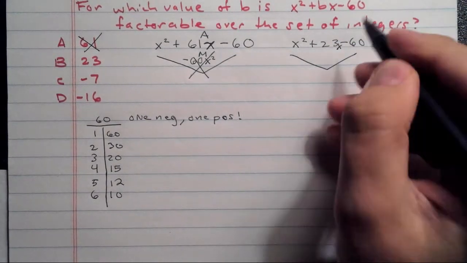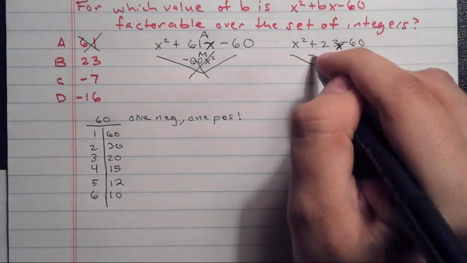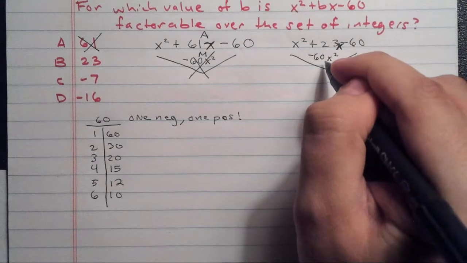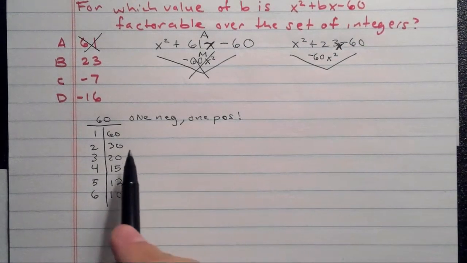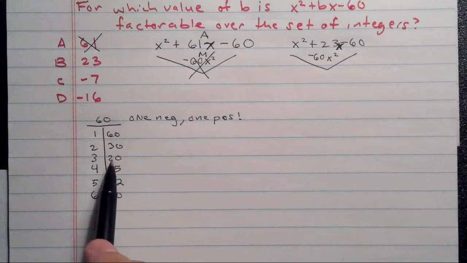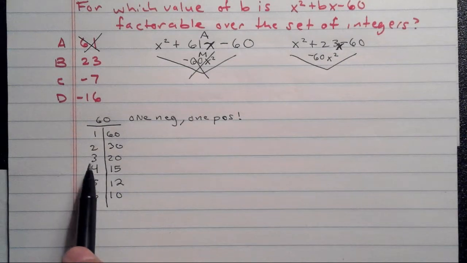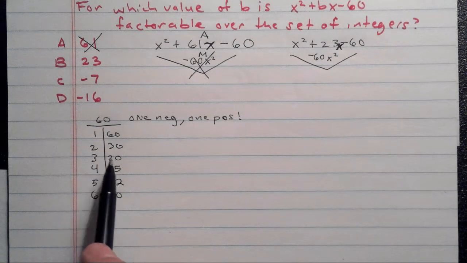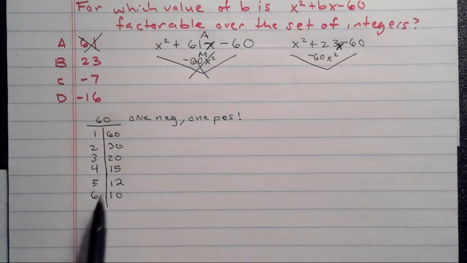Darn it, don't forget that x. Obviously, that's very important to put that x there. So, do I have factors of negative 60x squared that add up to 23? Well, where is 23 going to come from? I can see it right there with 3 and 20, but again, I need one negative number and one positive number. With 3 and 20, I would have to have either negative 3 and 20 or 3 and negative 20, which would give me 17 or negative 17. I guess that means there's no way to get 23 out of this either.